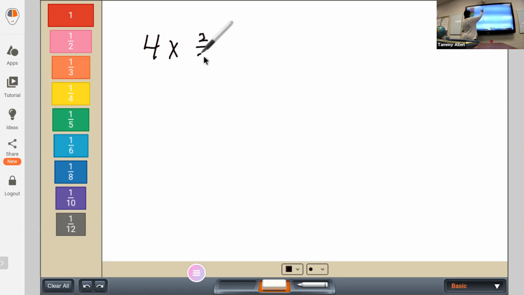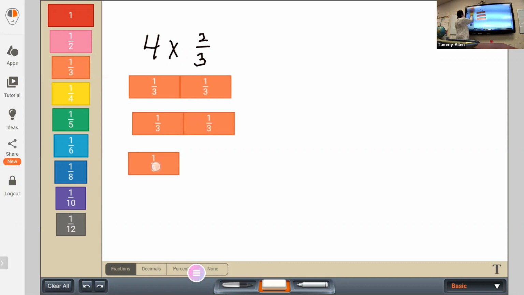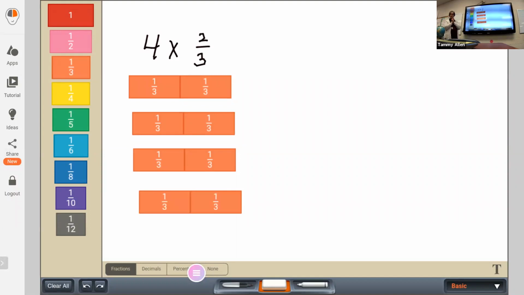Let's do 4 times 2/3, so that we can do a complete picture. Does that make sense? If you had to screenshot it, we would start out with 4 groups of 2/3. Right? Yes? Okay.